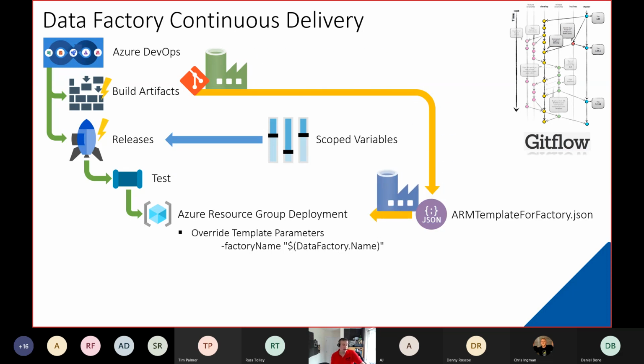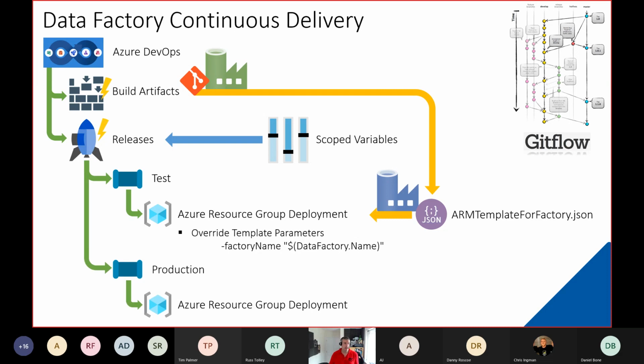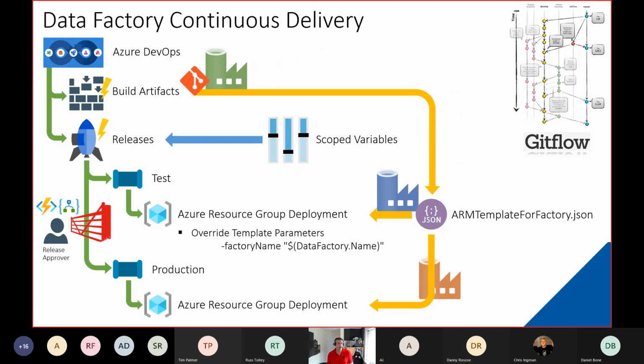Okay, fine, we could do that. We clone it, we do the same thing for production. Maybe we have some gateways and some approvals, and we can do the same thing again. We get our production data factory. This is fine, this works, this is okay.